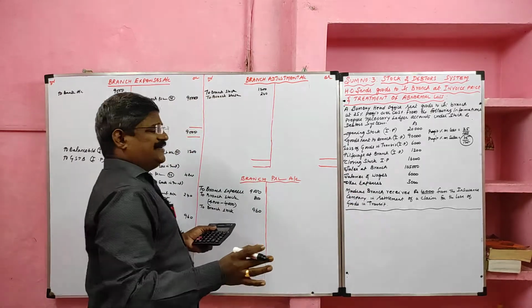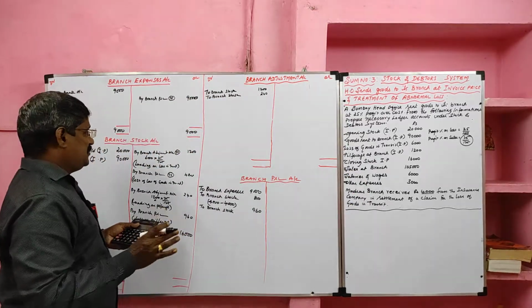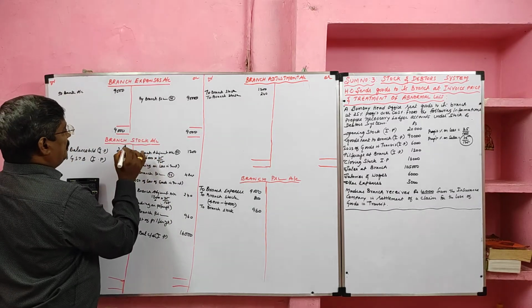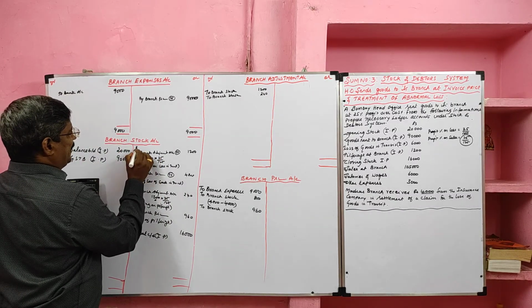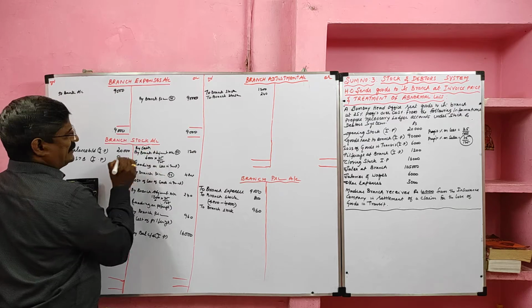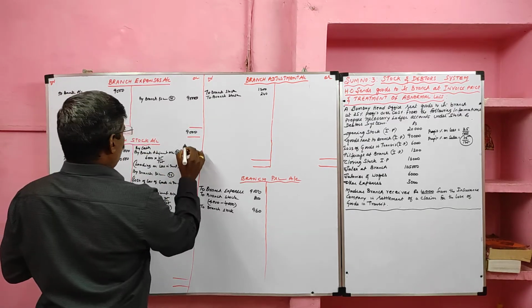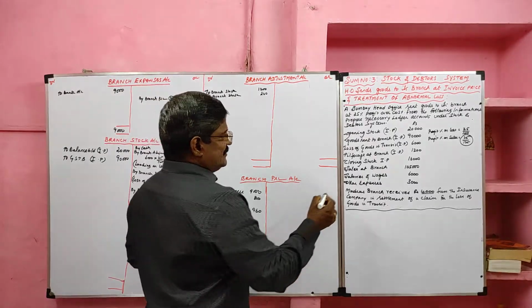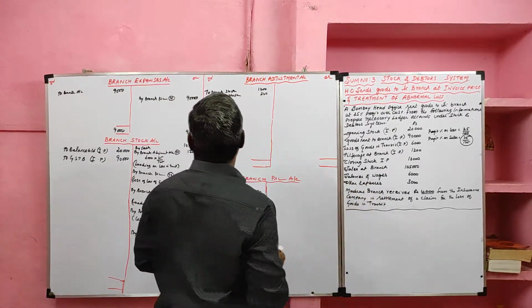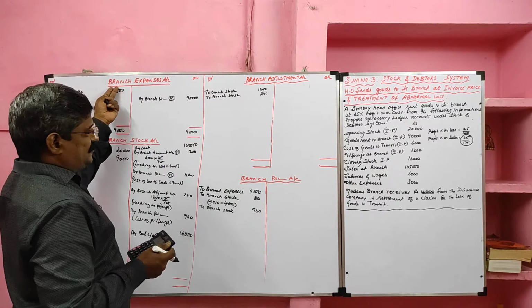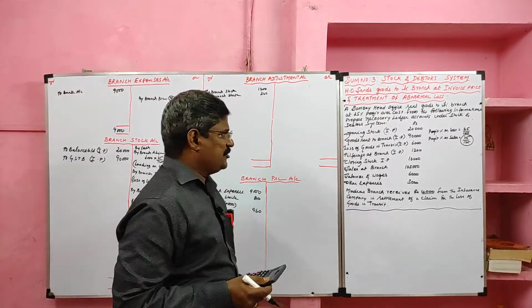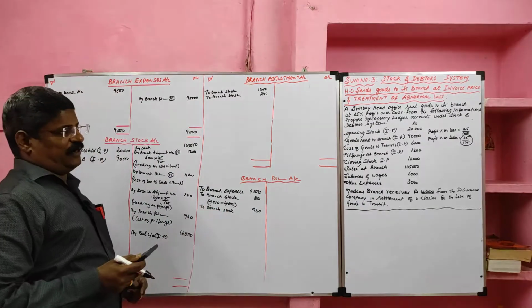Then sales. Whether cash sales or credit sales is not given, so we should consider this as cash sales. It should be credited in the branch stock account as by cash, that is cash sales. Value 1,05,000. Then salary, wages, and other expenses we treated in the branch expenses account and in the branch profit and loss account. The claim from the insurance company we treated in the branch profit and loss account.